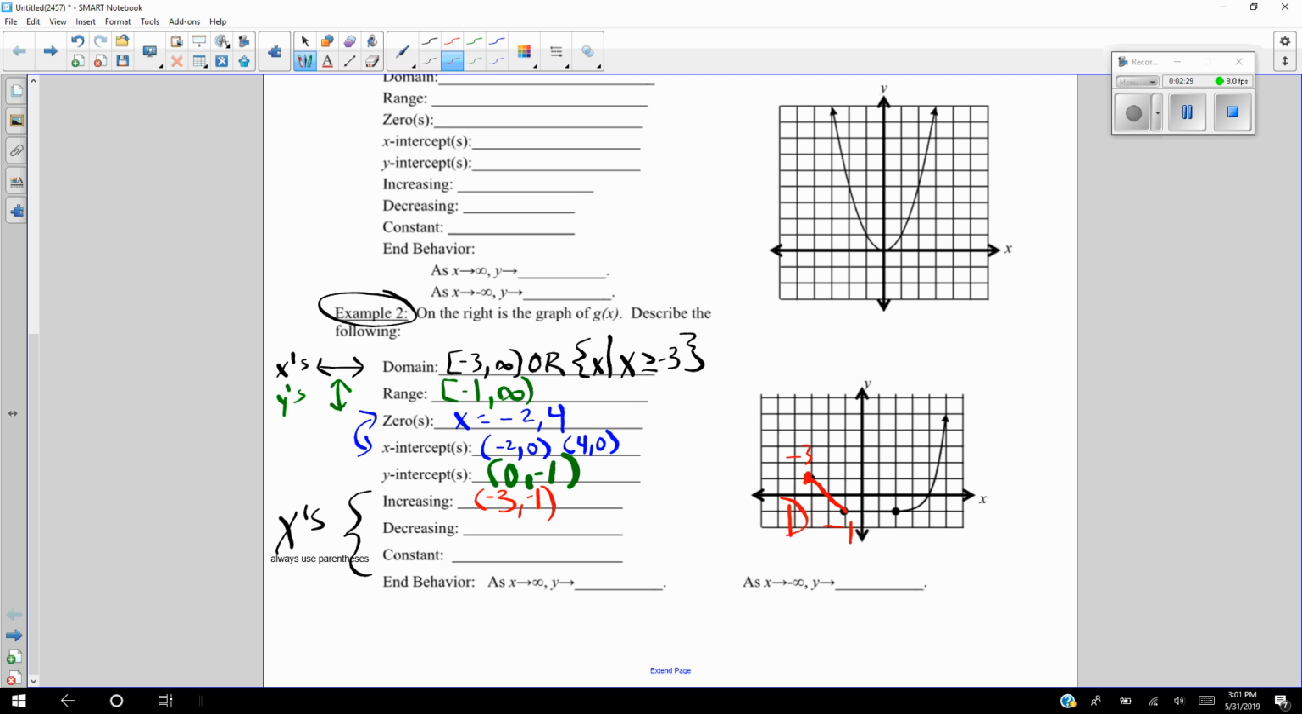Then we continue along the graph from left to right. This next section right here in the middle. It's the first time we've encountered this. That is a constant section because it's not going up, it's not going down, it's flatlining. And it is constant from -1 to +2. Remember, it's the x values.